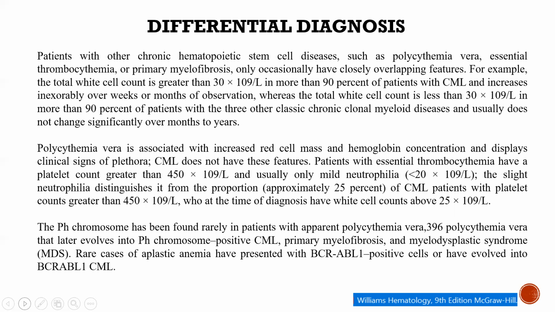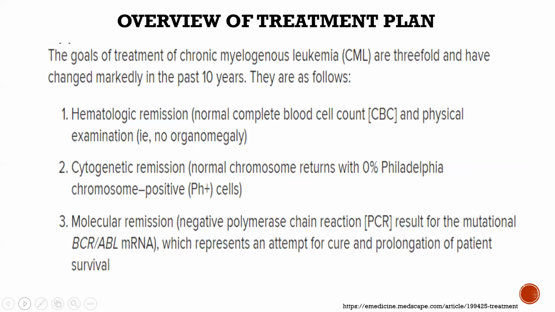The Philadelphia chromosome has been found rarely in patients with apparent polycythemia vera, and polycythemia vera that later evolves into Philadelphia chromosome positive chronic myelogenous leukemia, primary myelofibrosis, and myelodysplastic syndrome. Rare cases of aplastic anemia have presented with BCR-ABL1 positive cells or have evolved into BCR-ABL1 chronic myelogenous leukemia.